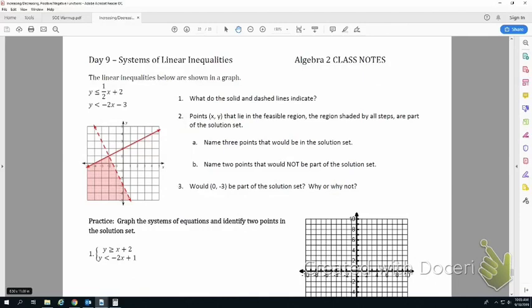So looking at this graph, we got a dashed line and a solid line. If it is a solid line, what does that mean? Okay, so if it's a solid line, that means that it has an equal to on the inequality. It's equal to all of those values that is on that line. So if it's dashed, that just means that it is not equal to.